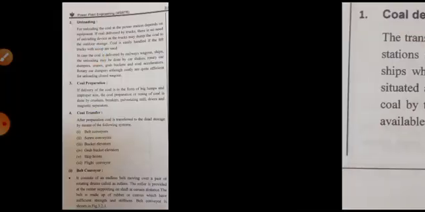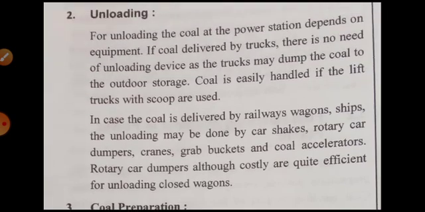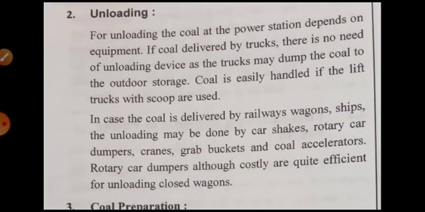Then the next thing is what? Unloading. Unloading the coal at the power station depends on equipment. If coal is delivered by truck, there is no need of an unloading device, as the truck may dump the coal to the outdoor storage, or they can self unload that coal. So a coal unloading device is not necessary there. Coal is essentially handled if a lift truck with scoop is used.